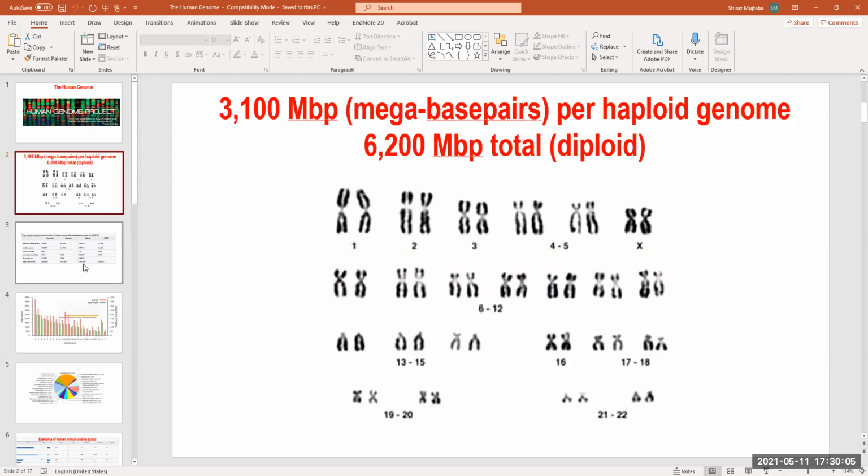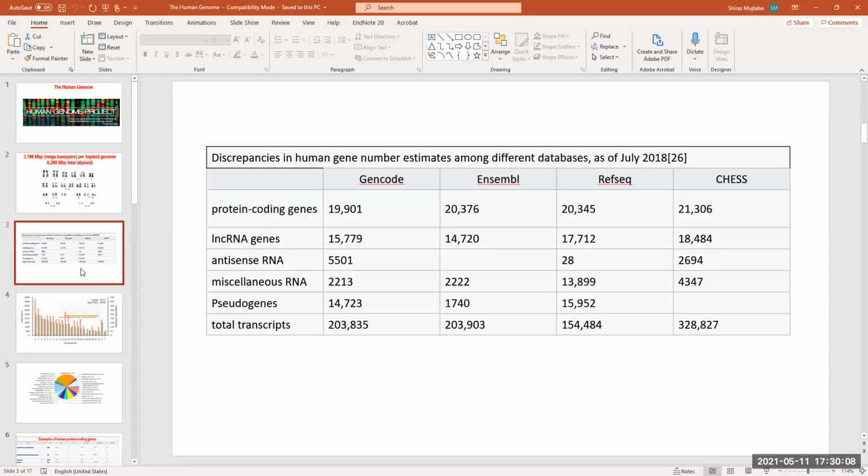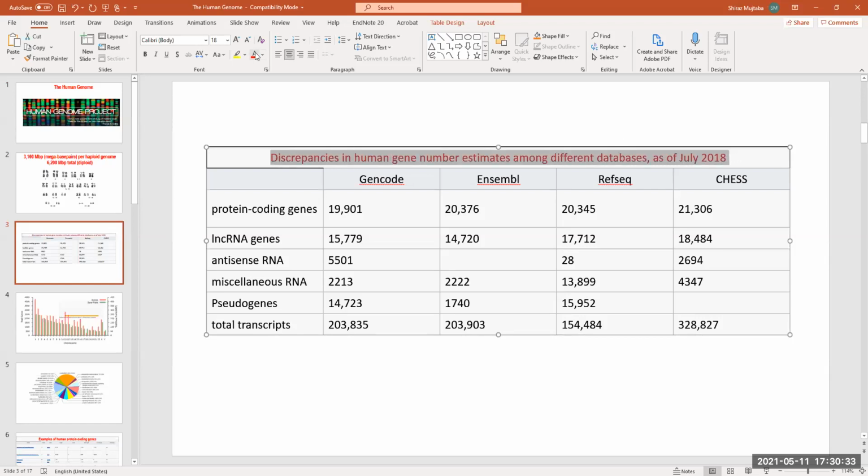Out of this, 2 to 3% code for proteins or express RNA. The rest of the genome is mainly regulatory. This information is obtained through bioinformatics analysis, and there are different websites that report different data, but they are not that different from each other.